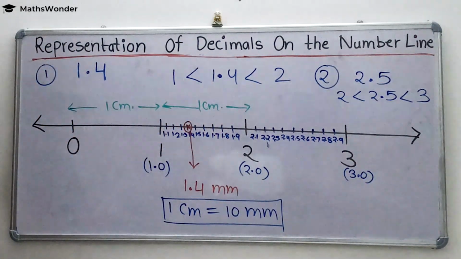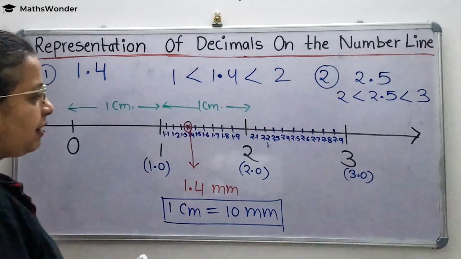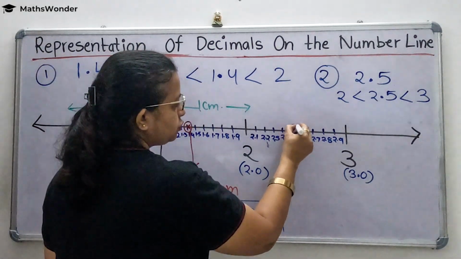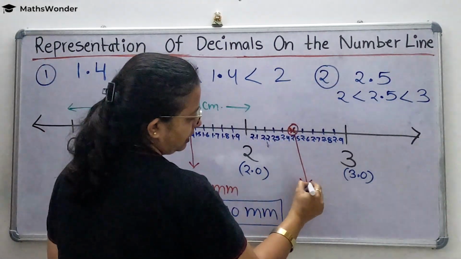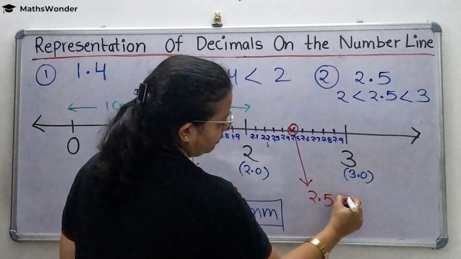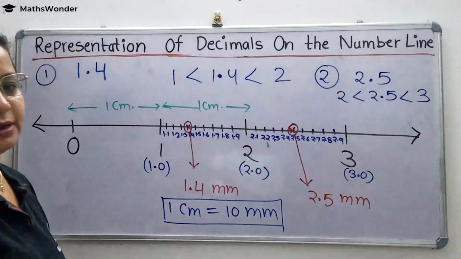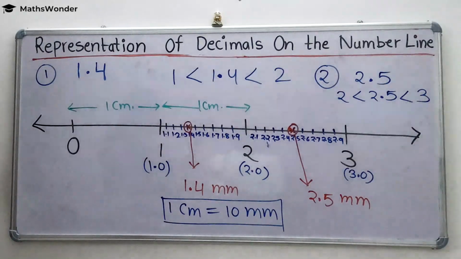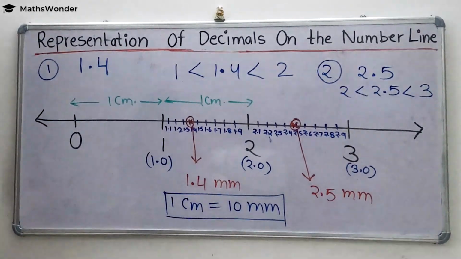Now we need to represent 2.5. So where is 2.5? This is 2.5. So yes, this is 2.5. We represent decimals like this on the number line.